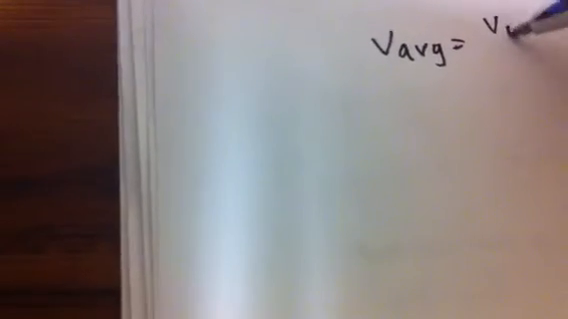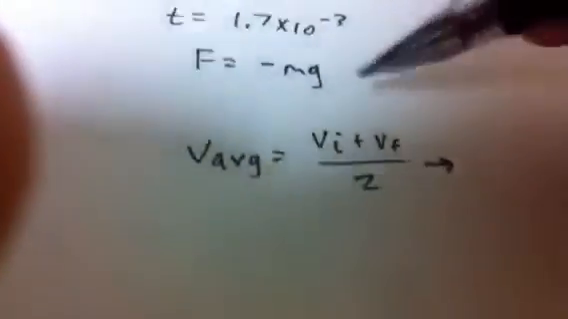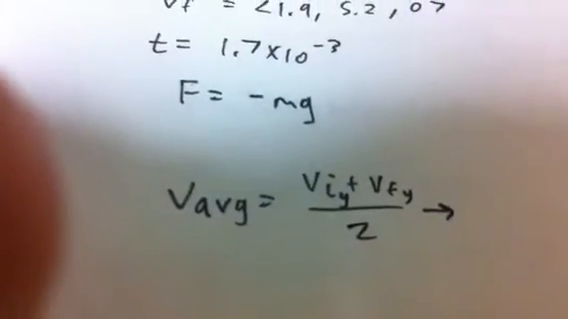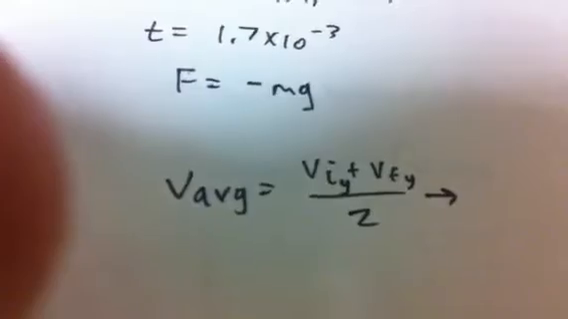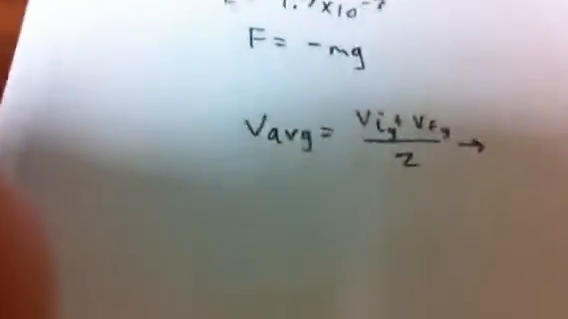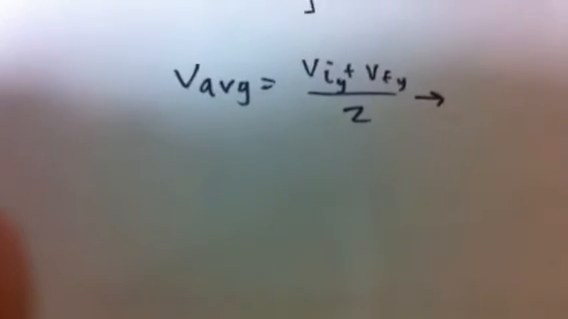We can use the average velocity, which equals vi plus vf over 2, which means we can use the y components here. So we can use the vi, y, and the vf, because only the force is acting on it in the y direction. That's the only thing we're concerned about, as the x doesn't change.